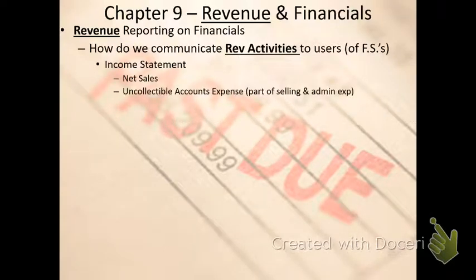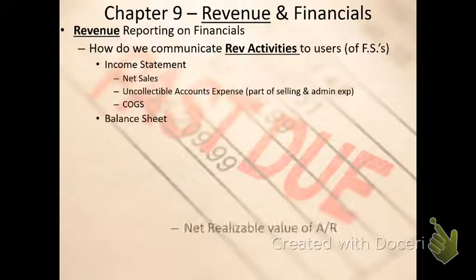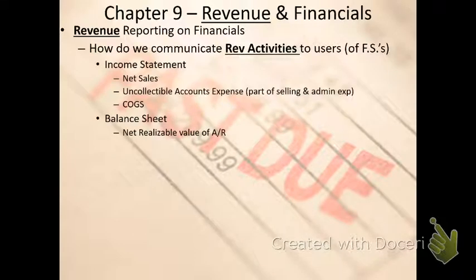Your uncollectible accounts expense are part of it. They're usually layered into the selling and admin expense if you're talking a public company. You've got your cost of goods sold, things you paid for. And then over on the balance sheet, we can come up with our net realizable value of accounts receivable, which, if you're remembering, that would simply be your accounts receivable asset minus your allowance for uncollectible accounts contra asset.